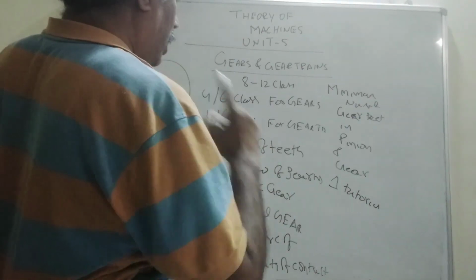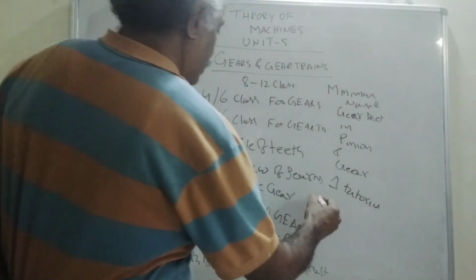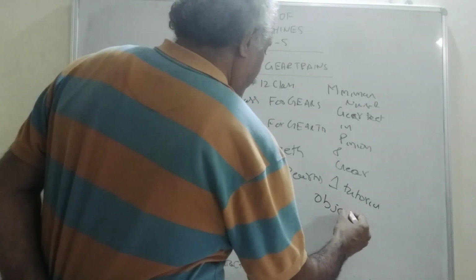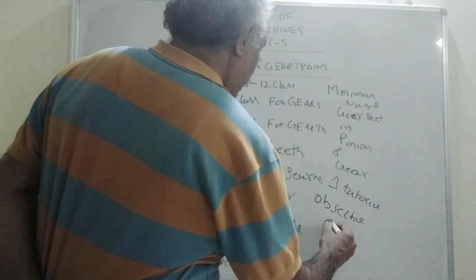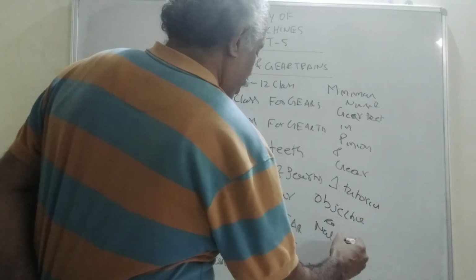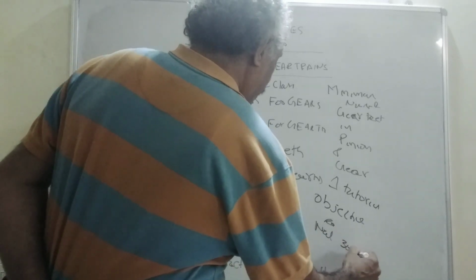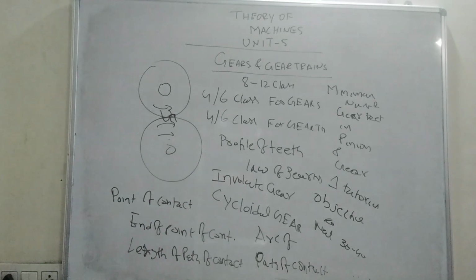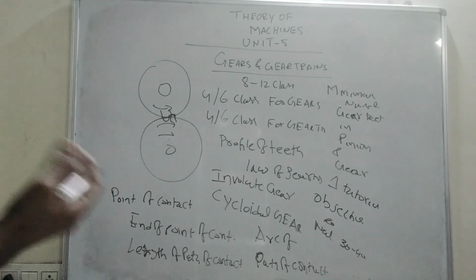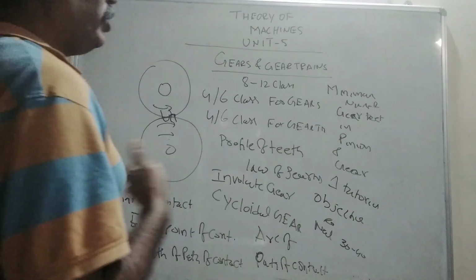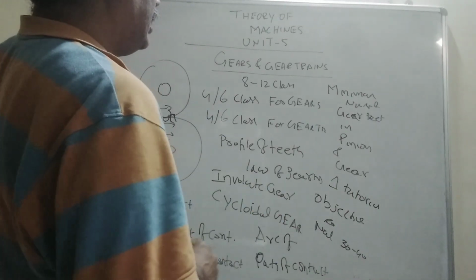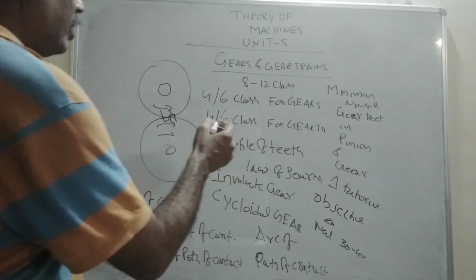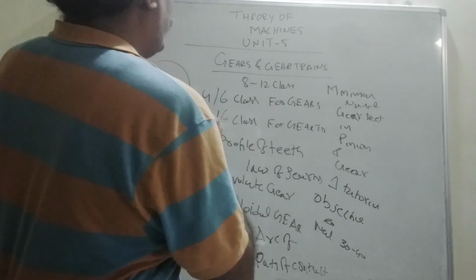We can also have objective questions. You can find nearly 30 to 40 objective questions and take one session in class where we discuss only objective questions, and students will be answering them and explaining the concepts. So this is the first part of unit number 5, that is gears.